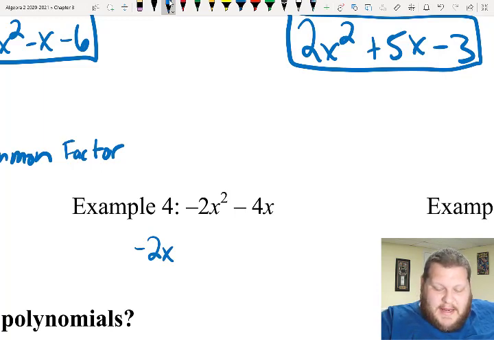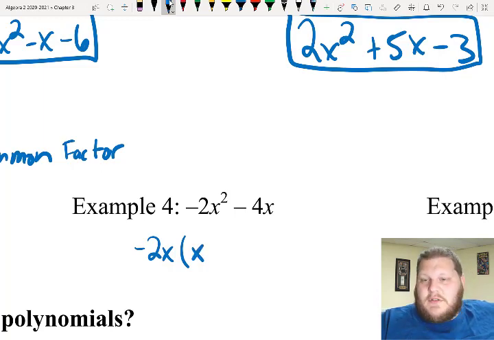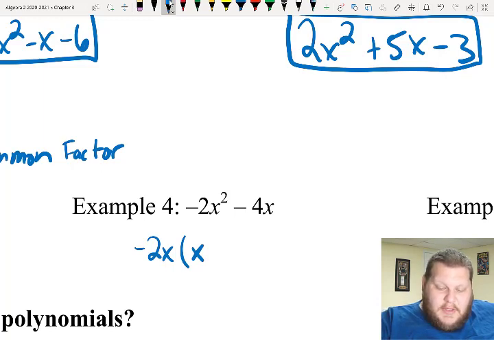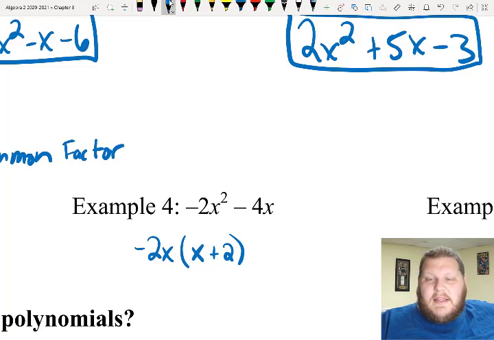Now, if I factor that out of my two terms, taking the negative 2 and one of the x's away would just leave me with x for that first term. And then dividing by negative 2x would leave me with just a positive 2. So negative 2x, parenthesis, x plus 2.